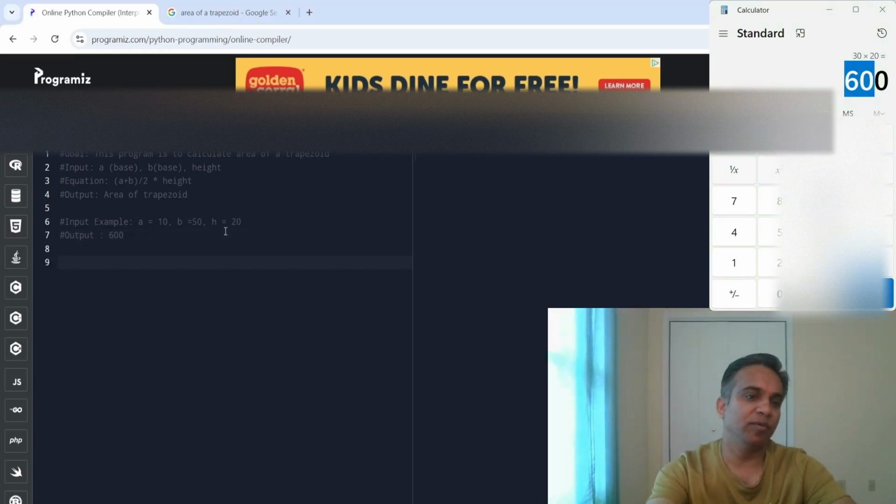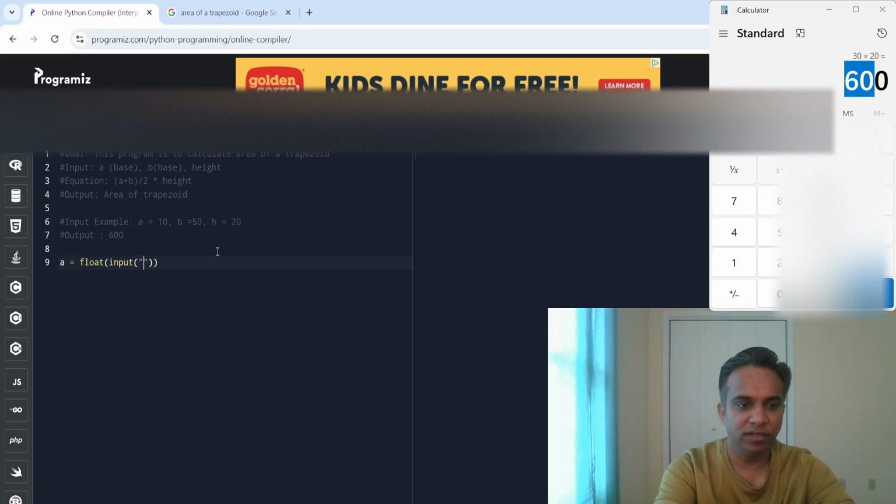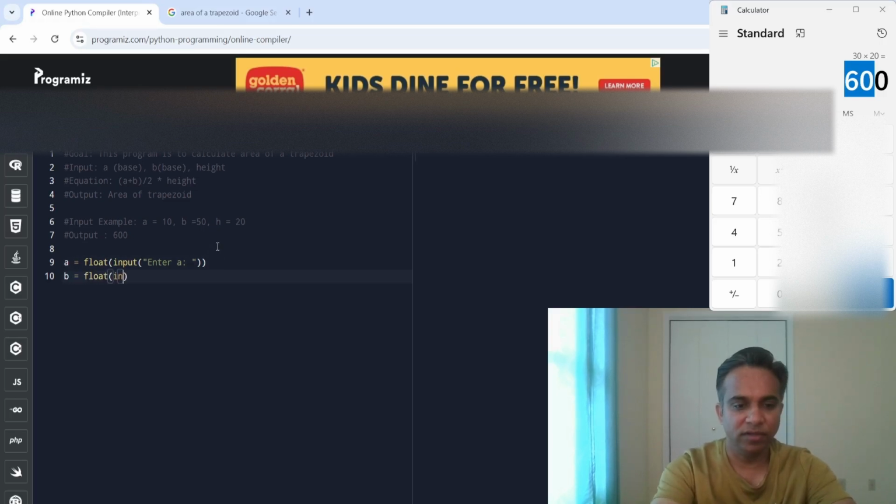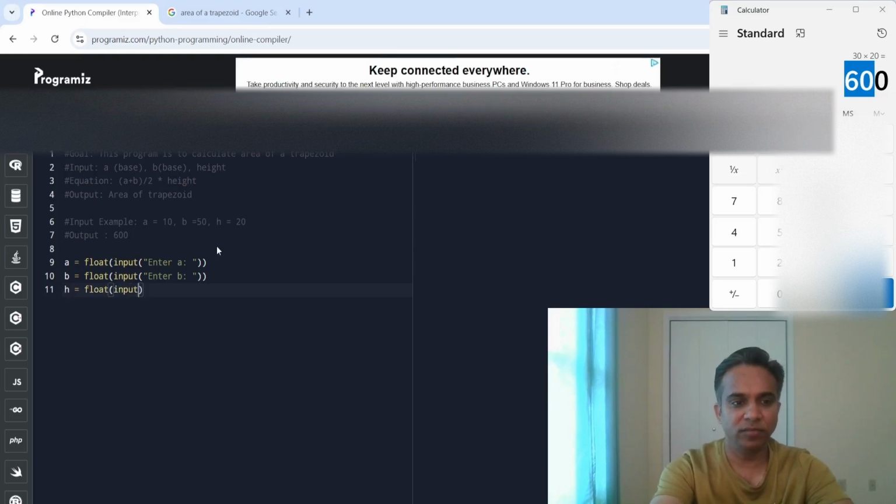Now let us build a program to do that. So the input is 3 inputs. a is equal to, again this can be a fraction, so it's float input, enter a, and b equal to float input, enter b, h equal to float input, enter h.